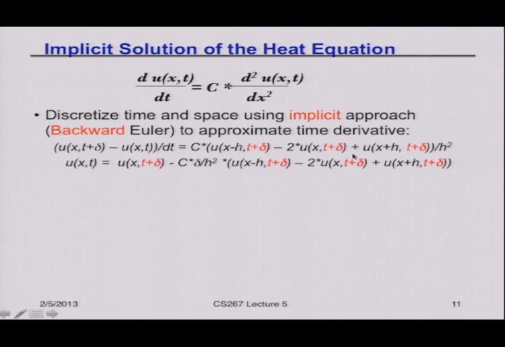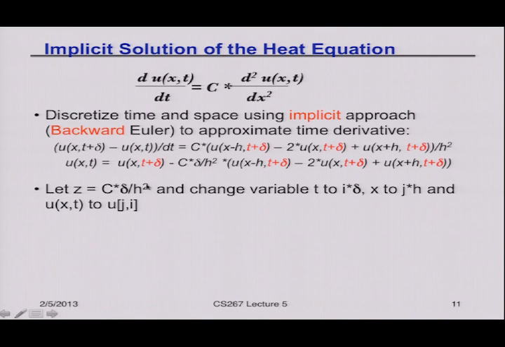If I move all the t plus deltas onto one side of the equation, on this side I get something I know, the temperature at the current time. And on the other side, I get a system of linear equations, right? A linear combination of all the temperatures in the future. And so now I have to solve that system of linear equations.